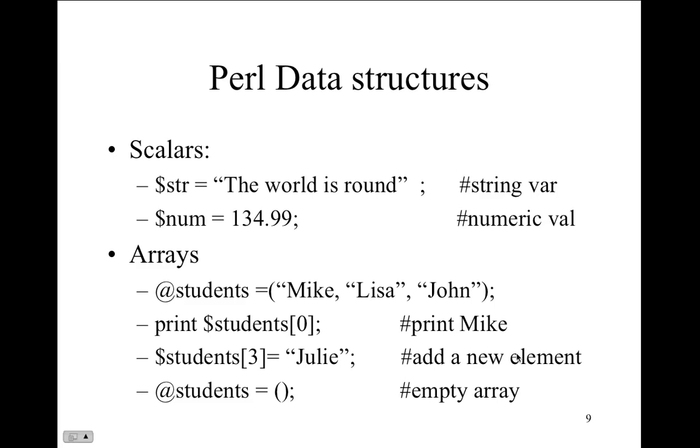Add a new one, I'm sorry. We're adding a new element here. You can't do this in C++ though, or C. Because if you create an array of Mike, Lisa, and John, you have an array of 3 items. Starting with 0, you can't put the 4th item in here, which is Julie. So as I mentioned before, Perl is dynamic, so arrays don't have any bounds to them. And then you can clear out the whole array by just assigning an empty array. This array is going to be equal to nothing, which means you've gotten rid of everything that's inside of the array.